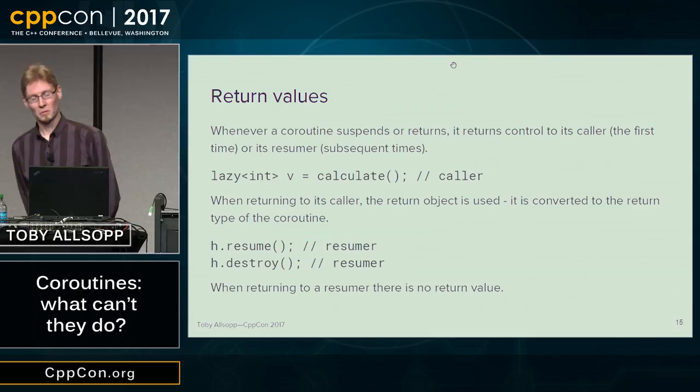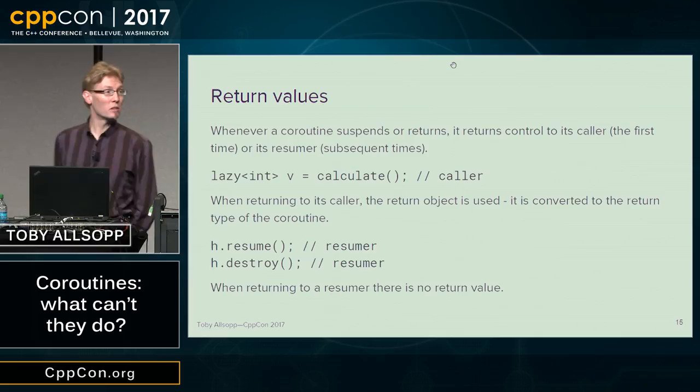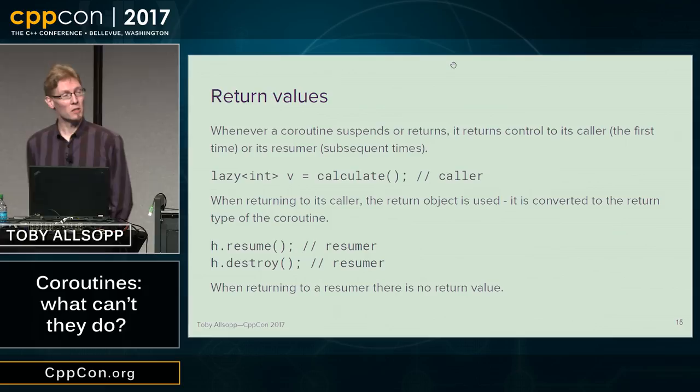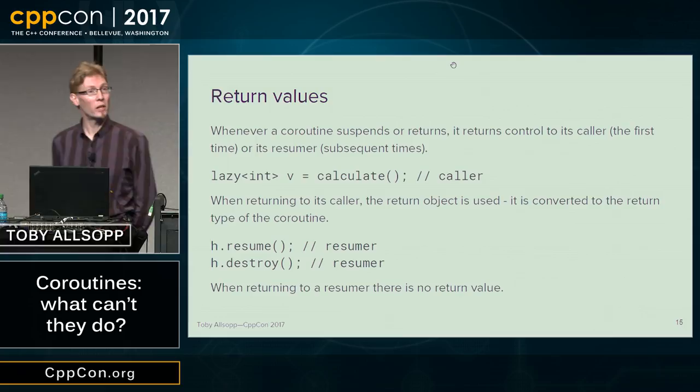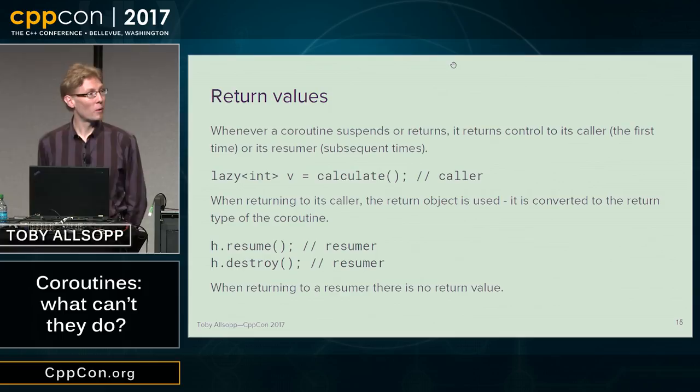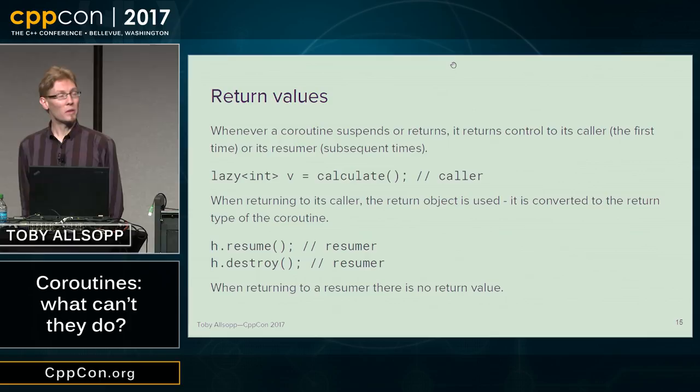Okay, so quick word about return values. Coroutines transfer control back in more than one way. There's the first time they transfer control back to their caller, and that's when they return the actual return value of the coroutine. The other way they transfer control back is when they suspend.